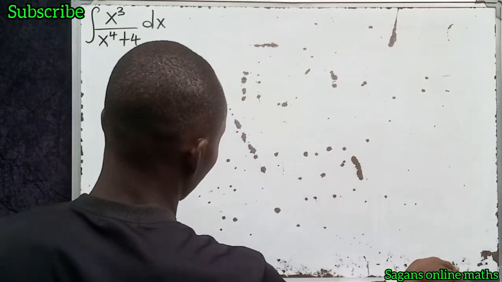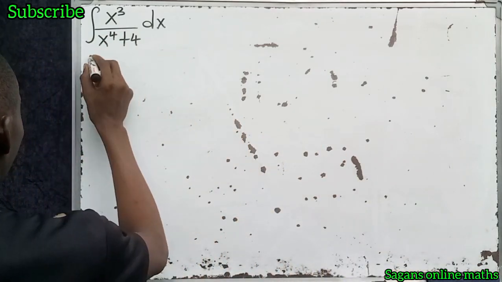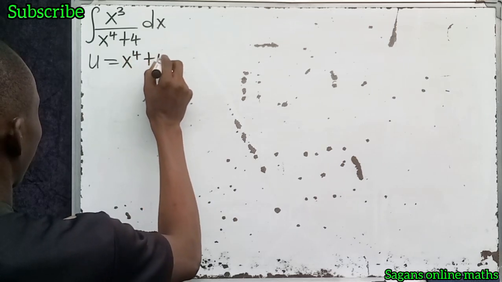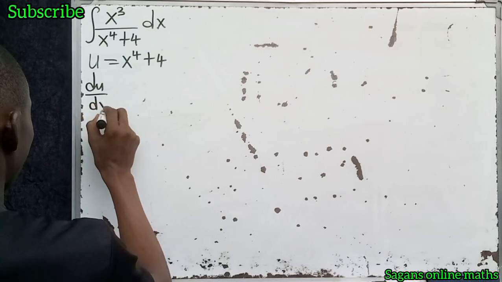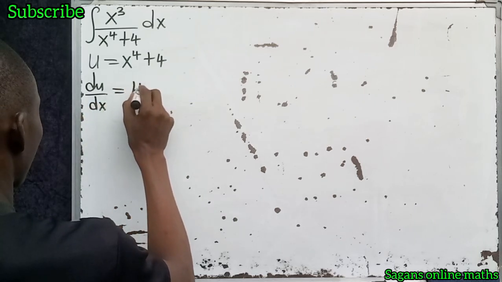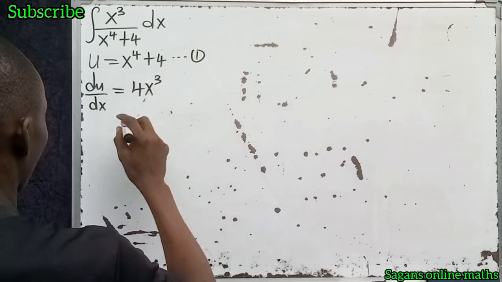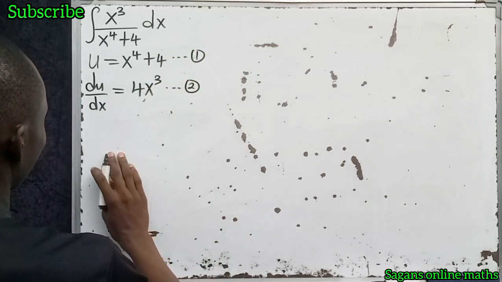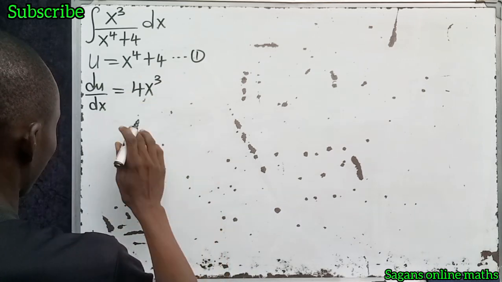All right. Now let's make the denominator a variable. Let u equal the denominator, which is x to the power of 4 plus 4. It means that du over dx equals 4x to the power of 3. You can call this equation 1 and call this equation 2.